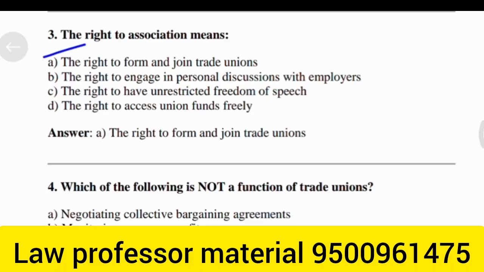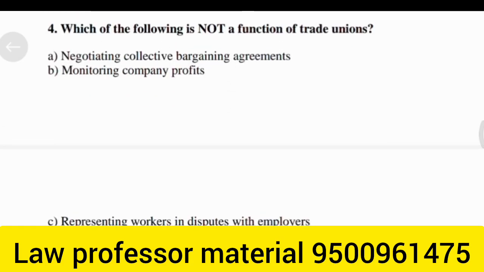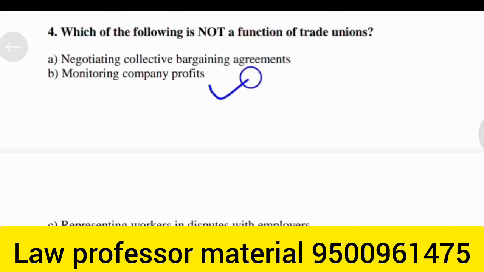The right to association means option A. The right to form and join trade unions. Which of the following is not a function of trade unions? Option B. Monitoring company profits.